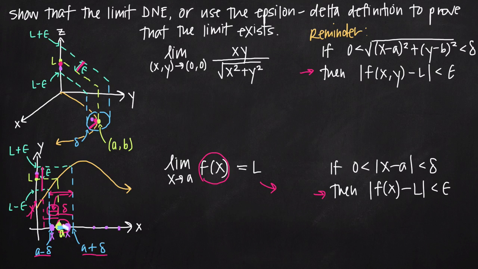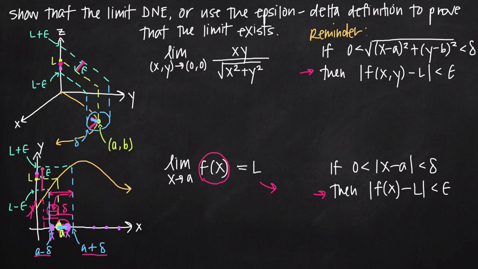Well, really, instead of this distance between x and a, we're looking for the distance between x and ab. In other words, the radius. This distance right here between our purple dot and our green dot is the radius of our circle. And we need that radius to be positive, greater than 0, but also less than delta.